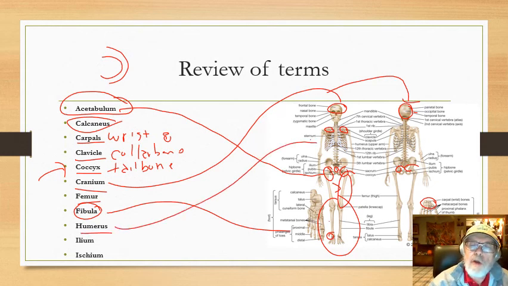The humerus. Humerus is the upper arm bone. It's that one right there. So that's the upper arm bone. Interesting bone we'll talk a little bit more about later on.